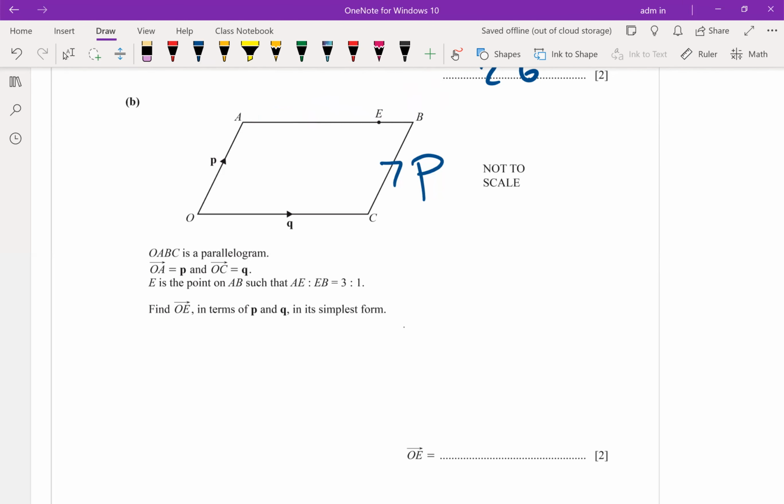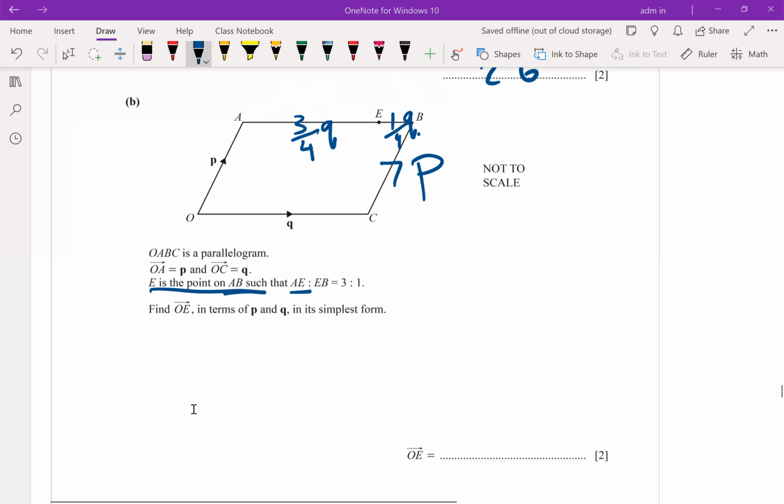Again. E is on AB such that from A to E is 3 and from E to B is 1. So this part is 3/4 of Q and this part is 1/4 of Q. Find OE in terms of P and Q in its simplest form.